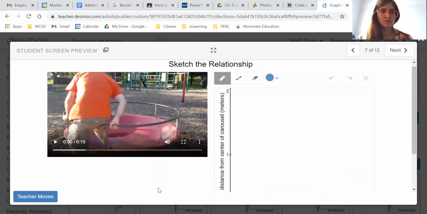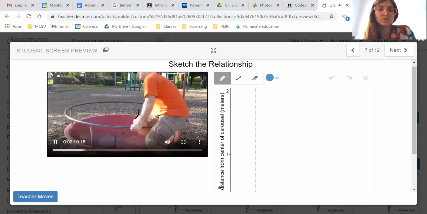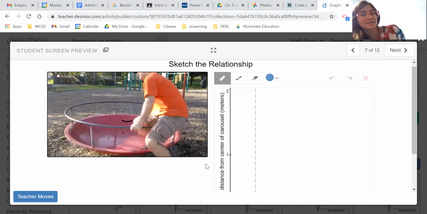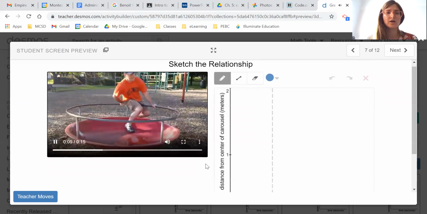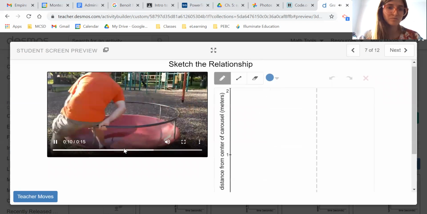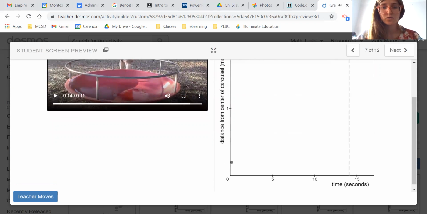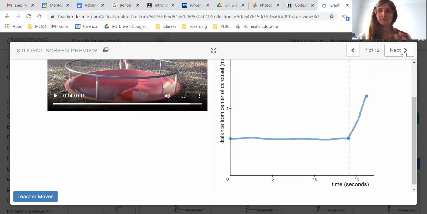Okay, now we're going to do another one. Going around, the distance from the center of the carousel, this time, the distance from the center. Well, that remains constant the whole time, doesn't it? He's about, let's say, half a meter away until right here, and then he starts walking away. Let's connect and connect.